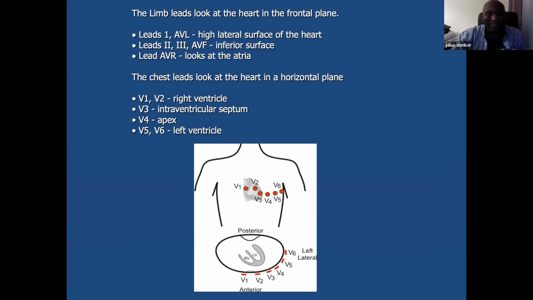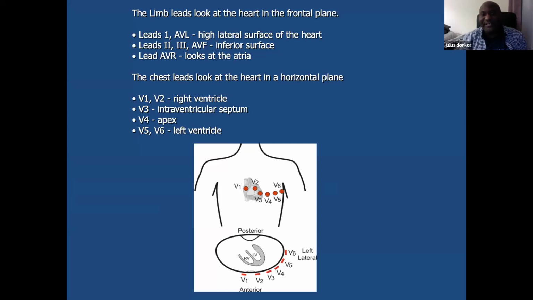Right, just to go around really quickly. You've got your limb leads, where lead 1 and AVL are your high lateral leads. That normally covers your high lateral LV wall, so for arteries like your first diagonal from your LAD, if it's blocked, these are the important leads to look at. Your inferior leads are for your right coronary artery. The inferior leads are lead 2, lead 3, and AVF.